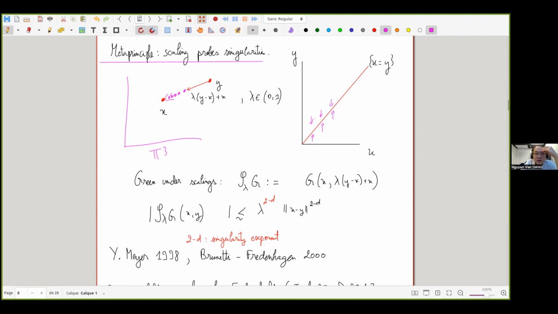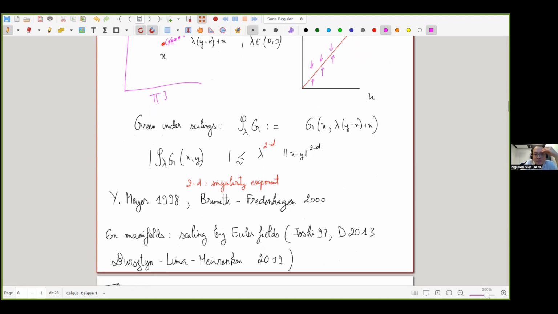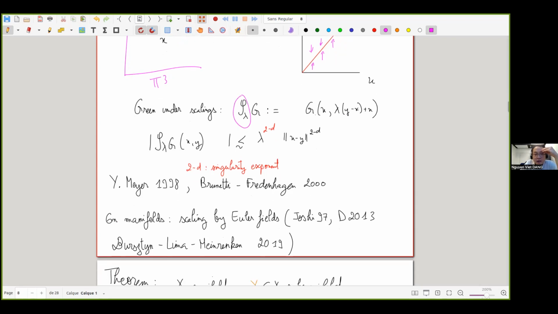Okay, so now that you have defined the scaling, you can define a scaling operator that acts on the Green function by collapsing the point y. The second argument is going to collapse onto the first one. And when you look at the size of the Green function, when you scale it by a factor lambda, you see that you have lambda to the power of 2 minus d, if it's the Green function of the Laplacian in dimension d.